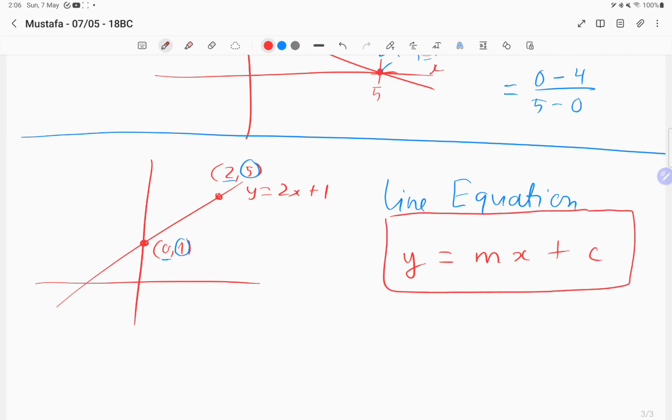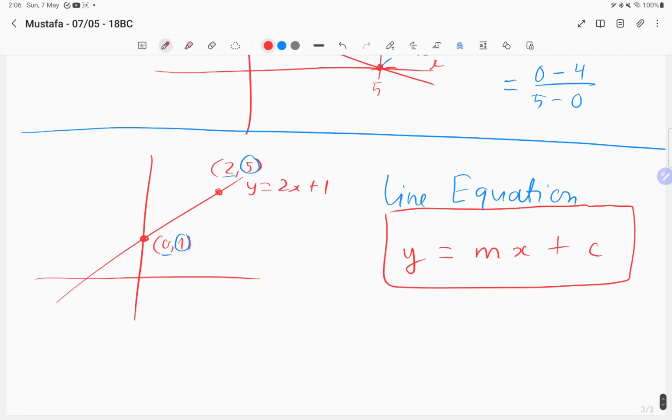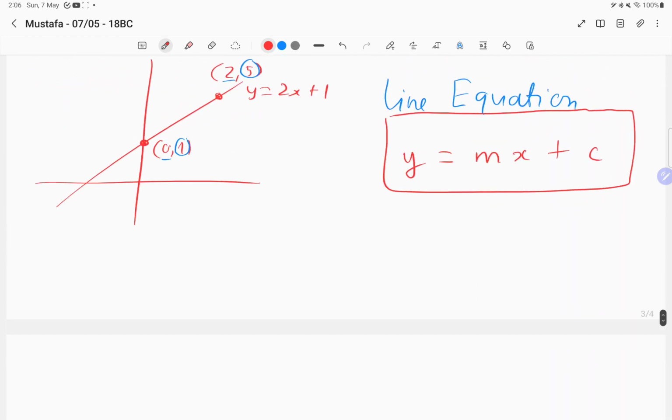Have you seen this? No. No, because this is in 18D. So this is a line equation, and that's where the m value is coming from. We haven't started 18D yet. So I'm just covering that first for you. So the line equation is y equals mx plus c.